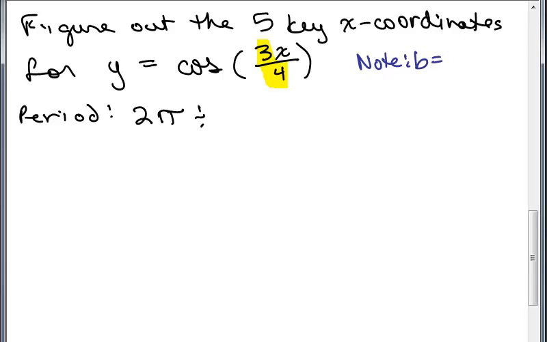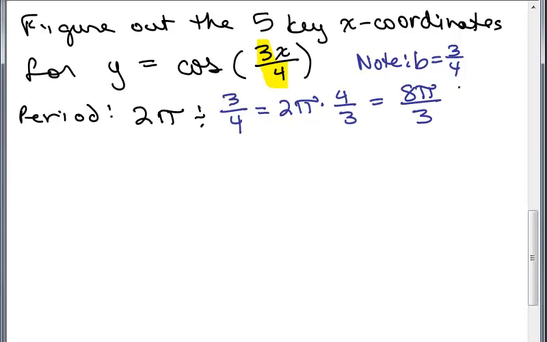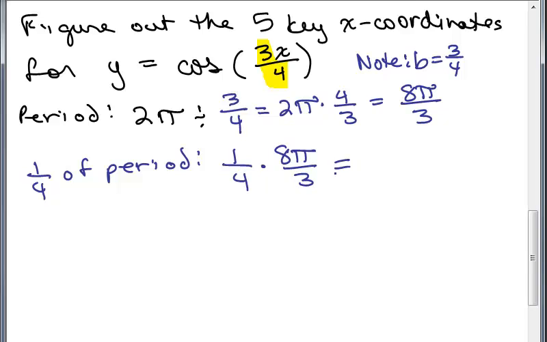Note b is 3/4. So I'm going to do 2 pi divided by 3/4, which is 2 pi times 4/3, and we've got 8 pi over 3. So that is the period. So now we need to figure out what's 1/4 of the period. Well, it's 1/4 of 8 pi over 3.